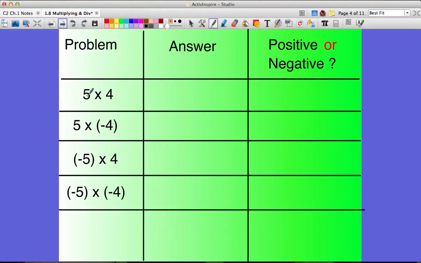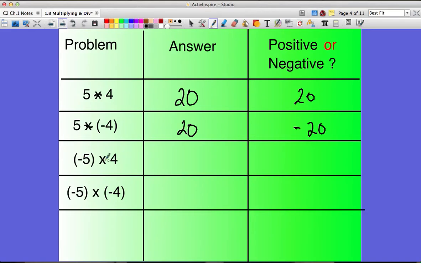Right, so when we look at this, if we do 5 times 4, so a positive times a positive, our answer has to be positive. So our answer is still going to be 20. If I do 5 times negative 4, my answer is still going to be 20, but in this case, because it's a positive and a negative, my answer is going to be negative 20.